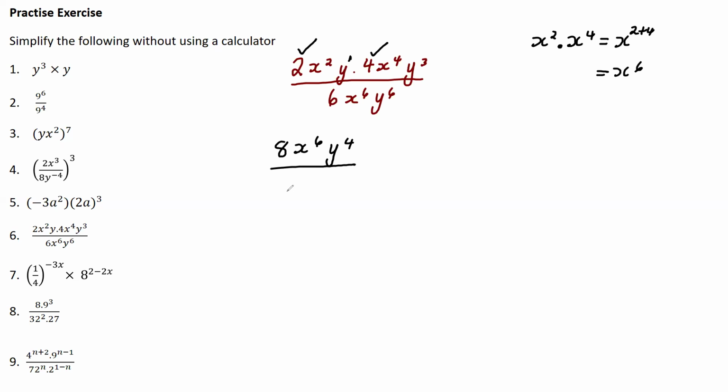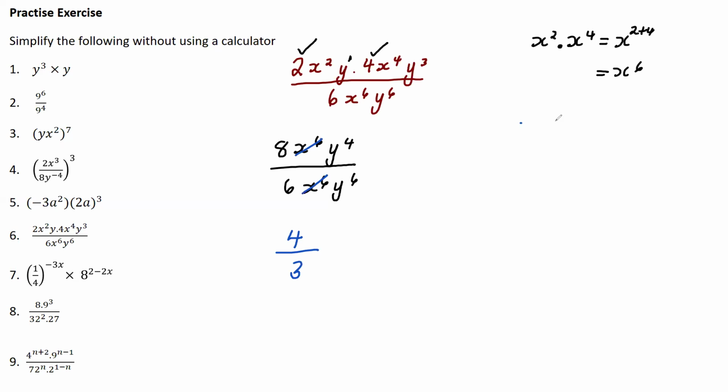At the bottom, I just have 6, then x to the power of 6, then y to the power of 6 as well. Now, notice that the numbers, 2 can get into 8 and 2 can get into 6 as well. If 2 gets into 8, I'm trying to make it as small as possible. That's 4. And then if 2 gets into 6, that gives me 3. I have x to the power 6. Then at the bottom, also x to the power 6. So they actually can cancel each other out.